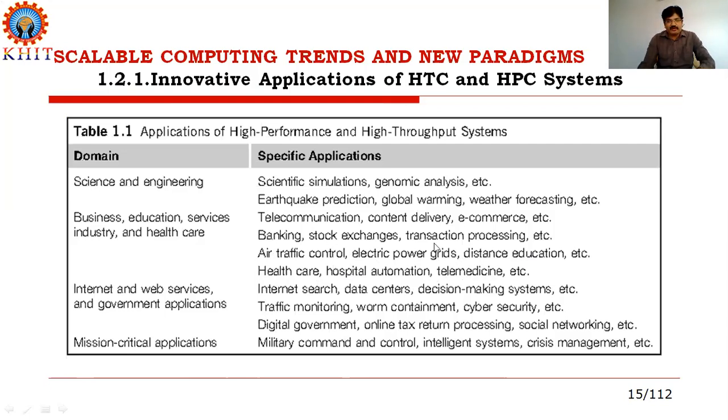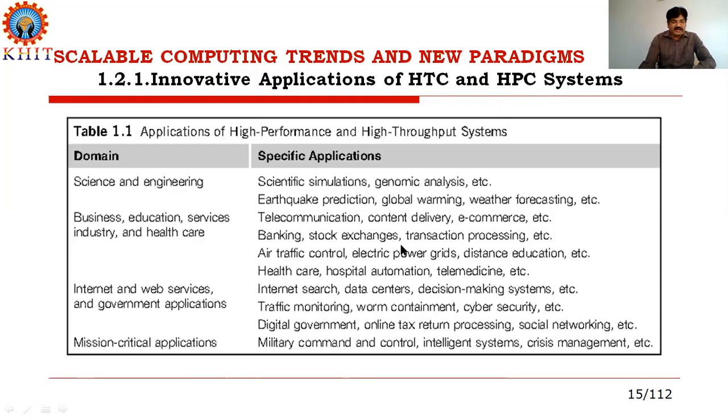So all these well-known, familiar applications can be implemented with the help of high throughput computing and high performance computing. And some of the government applications are also developed with the help of HTC and HPC systems. These are internet search, right? Google search, maintaining the data centers in online premises, and decision making systems, which means AI, artificial intelligence, and working on that, monitoring the control of traffic, and cyber security threat prevention. These are various applications performed with the help of HTC and HPC systems.